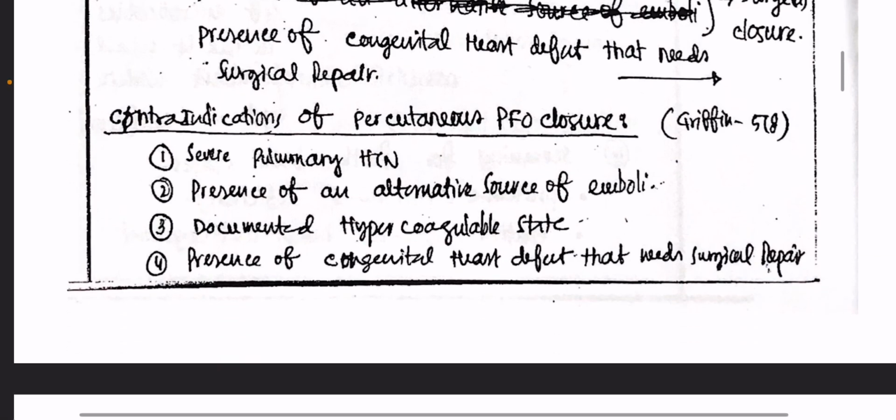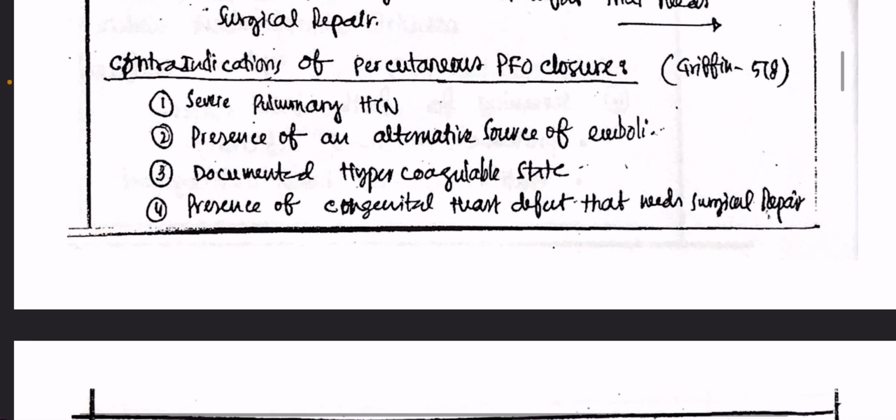Now, contraindications of percutaneous PFO closure. What are the contraindications for percutaneous PFO closure? They are severe pulmonary hypertension, presence of an alternative source of emboli, documented hypercoagulable state, presence of congenital heart defect that needs surgical repair.